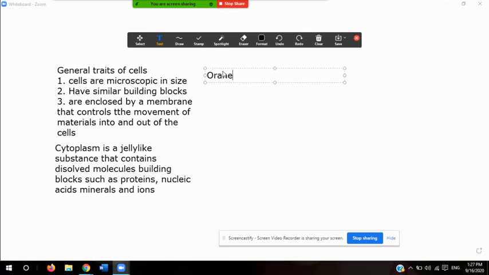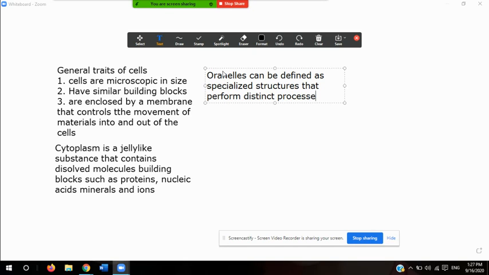Organelles can be defined as specialized structures that perform distinct processes within a cell. Okay? Processes within a cell.